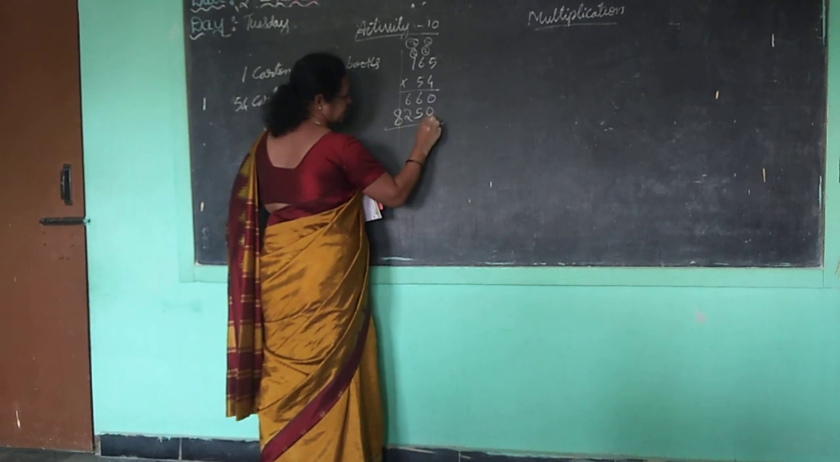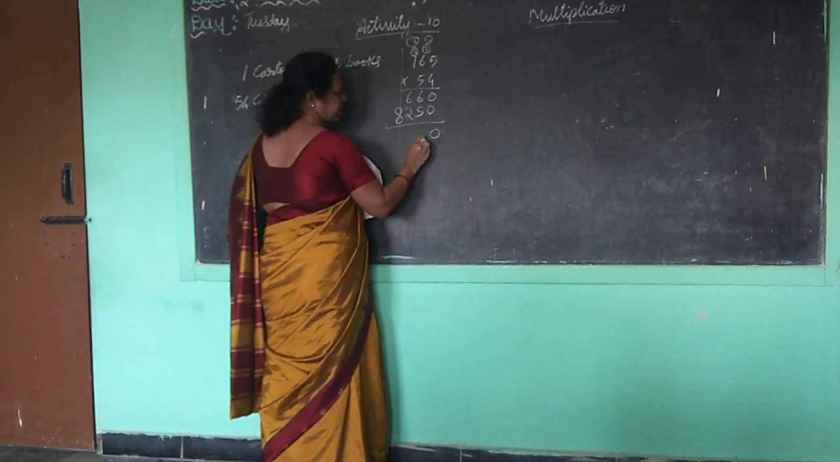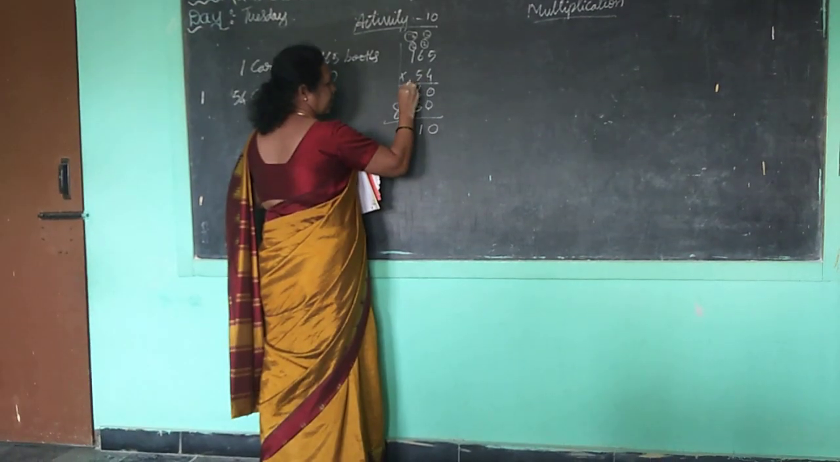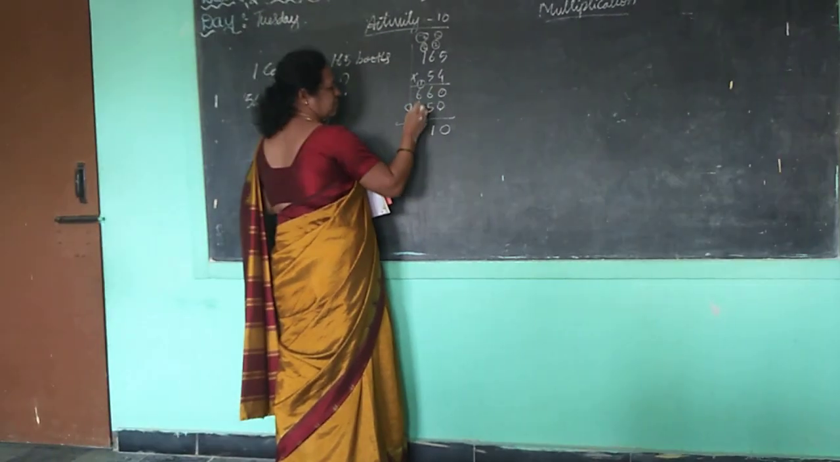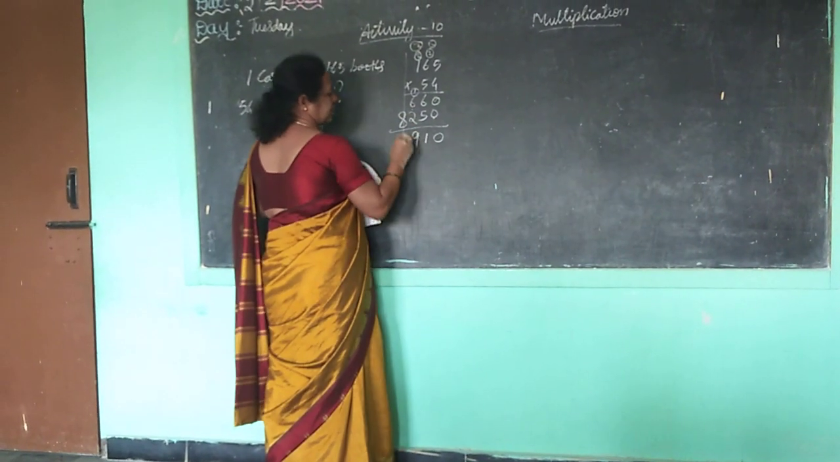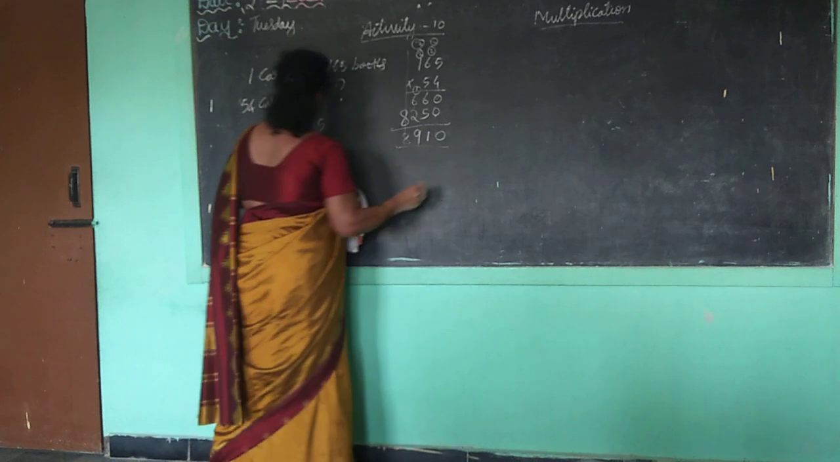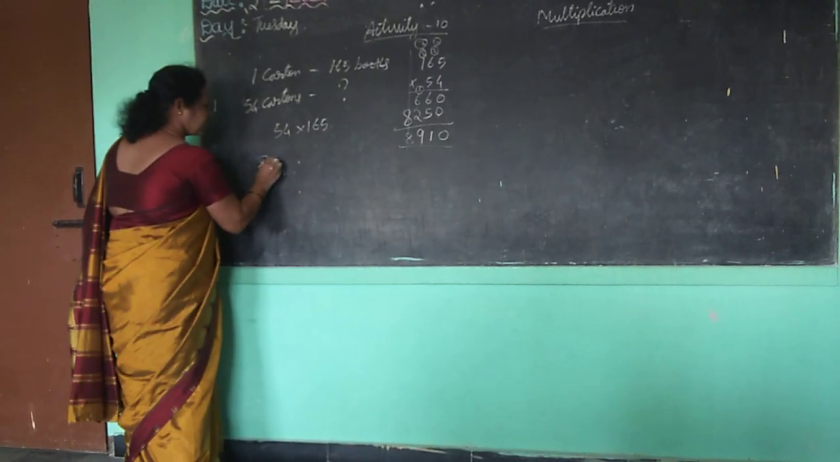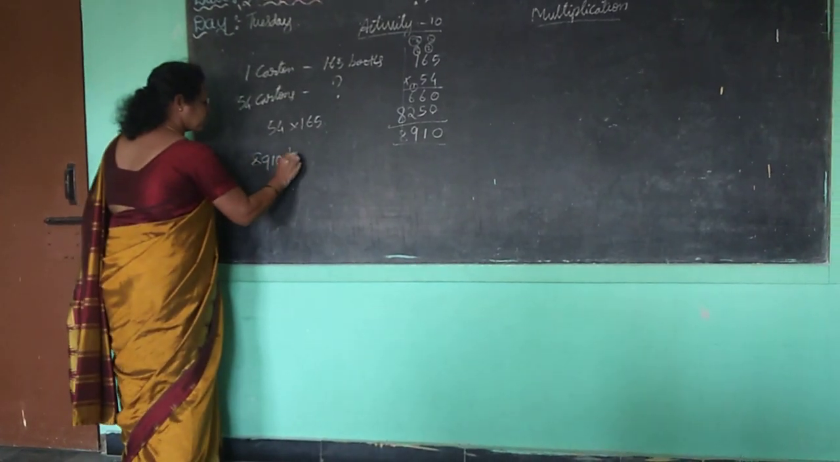8. Now add 0. 6 plus 5 is 11. Right here 1 and carry 1. 1 plus 6 is 7. 7 plus 2 is 9. 9. 8. So how many books are there? 8,910 books.